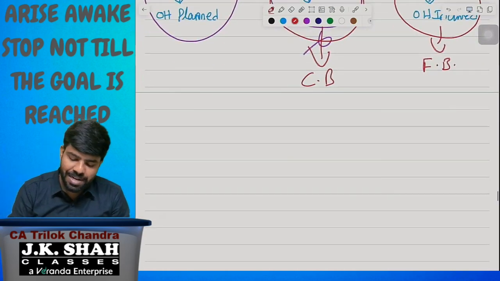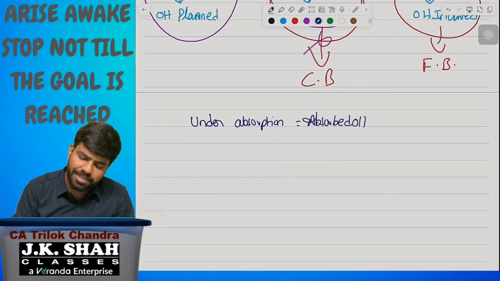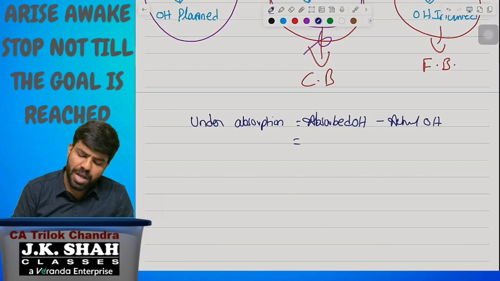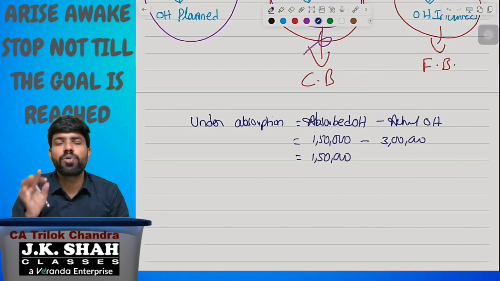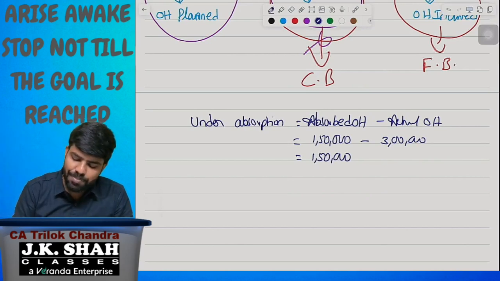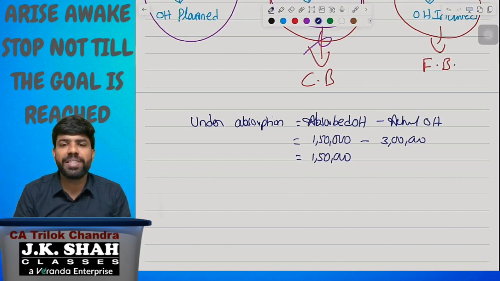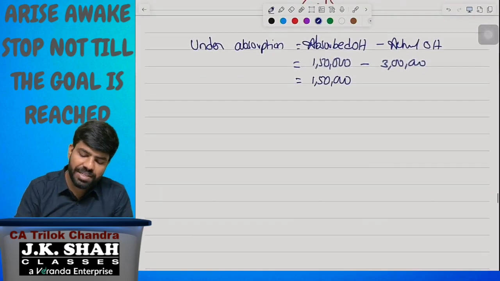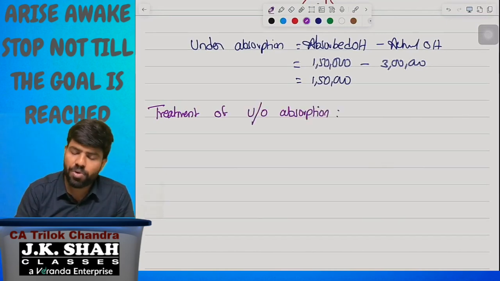So please understand, under absorption equals, the formula is absorbed overheads minus actual overheads. Absorbed overheads is 1,50,000, nothing but accounted overheads. Actually to be accounted is 3 lakhs. So there is an under accounting of 1,50,000. Don't look at the sign, minus or plus. Just write under absorption equal to 1,50,000. Once you identify the error that we need to rectify, that rectification is called the treatment of under/over absorption.